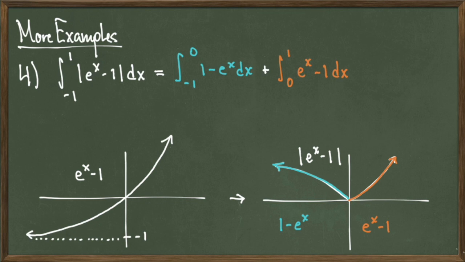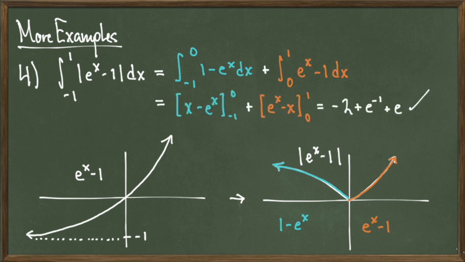Now, using the fundamental theorem of calculus, I can go ahead and evaluate each of these integrals. After some algebra, I get a final answer of negative 2 plus e to the minus 1 plus e, and we're done. The essence of looking at the absolute value of an integral essentially comes down to the following idea.